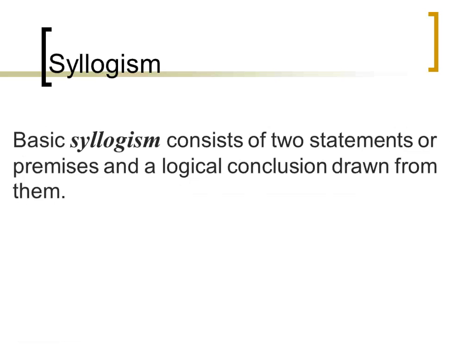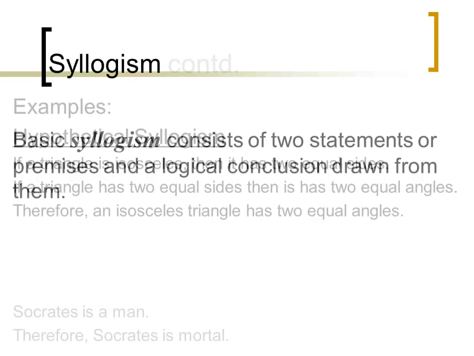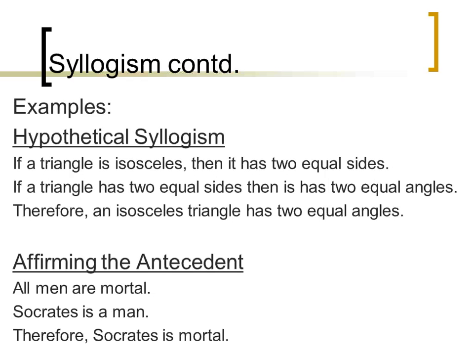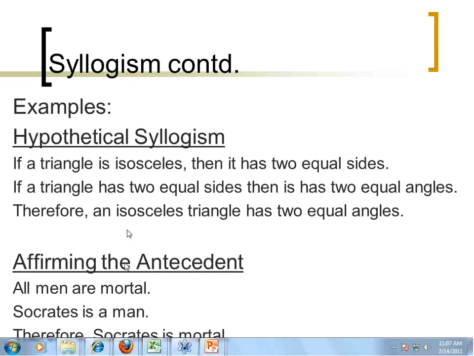A syllogism consists of two statements, which are called premises, right? And the third statement is called a conclusion, which we have drawn from the two premises that were stated before, similar to the arguments that we looked at before. However, a syllogism must have only two statements. All right? Now, the types of syllogism that we'll be looking at are hypothetical syllogism, affirming the antecedent, and denying the consequence. All right?